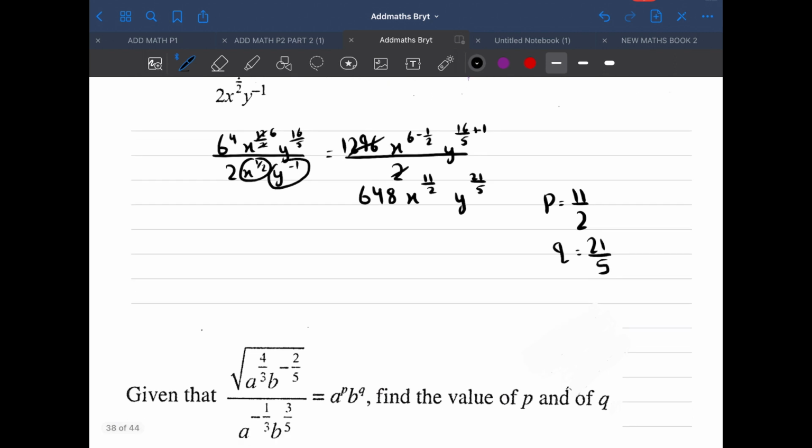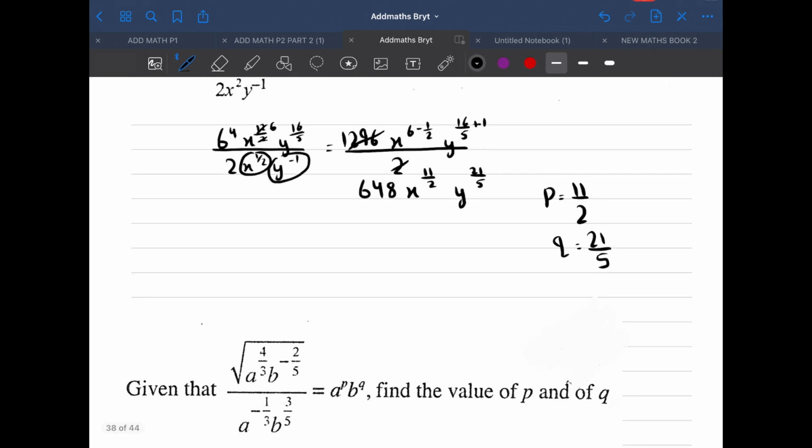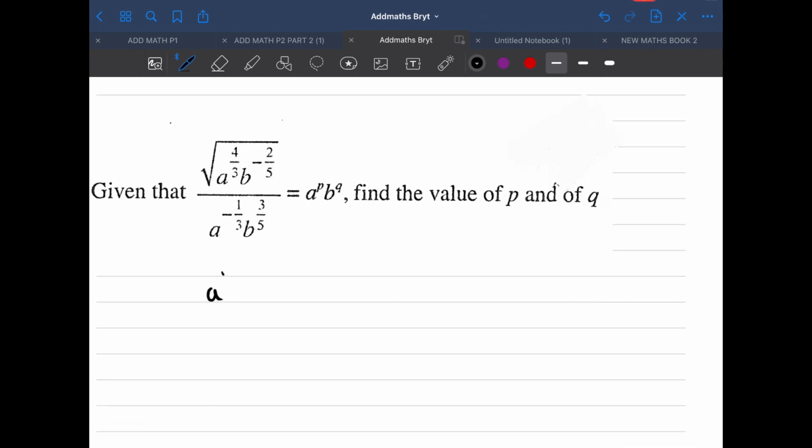If you see this, the square root means whole power half, divided by a power minus 1 upon 3, b power 3.5. So it's going to become a power 4 upon 6, that's 2 upon 3, and b power minus 2 upon 10, that's minus 1 upon 5.